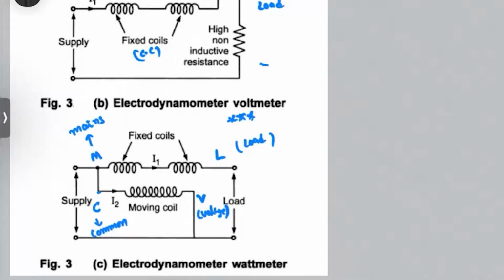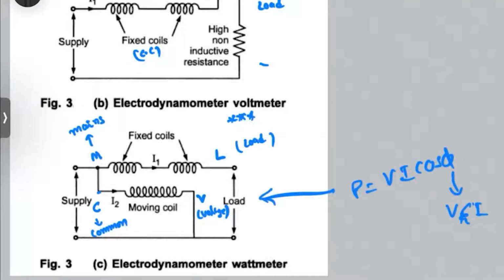The moving coil is going to give the voltage, and the fixed coil is going to measure the current. Thereby, power is nothing but VI cos phi, where phi is the angle between V and I. We are going to measure the power by using a wattmeter. This V is going to be measured by the moving coil, and this is going to be measured by the current coil.